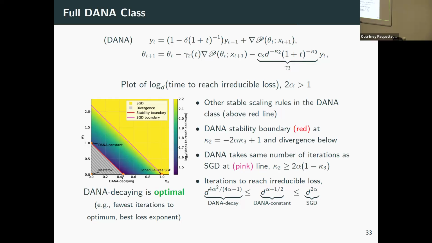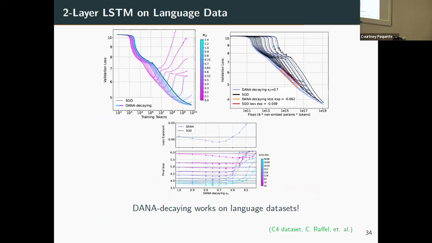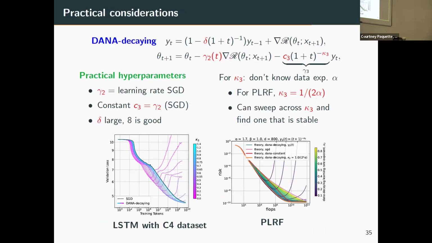And basically what we believe is that as you increase batch, this red line, which is the line for stability, decreases down until you get to Nesterov. It's just like a parallel line going down. It's literally extrapolating it. But this is the best you can do in a very small batch regime. Okay. I just wanted to say that this worked on language data sets on LSTMs, which is absolutely amazing. One of the things I'll say in a second: for kappa 3, if you want to use this, you have to know the power law exponent.